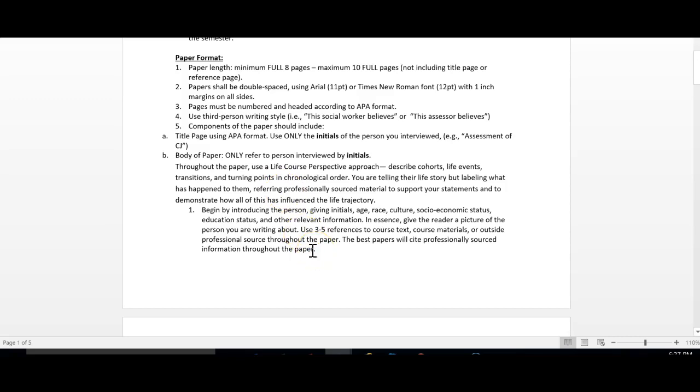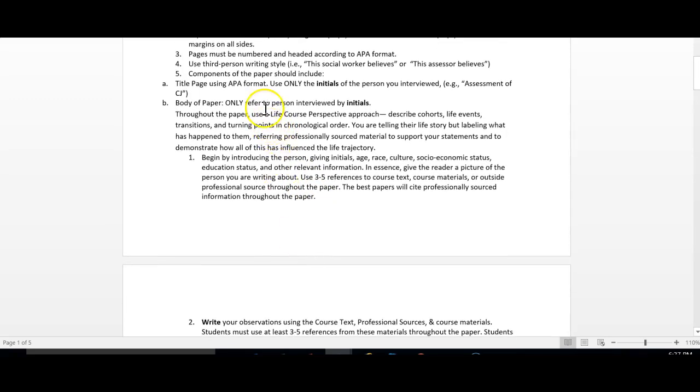And then here's some instructions about the body of the paper. You're going to use the life course perspective approach. There are some terms here: cohorts, life events, transitions, turning points. There are some very specific definitions for those words. These are not just things that you assume what a turning point is or a transition. You have to use what is described in the course text as you're describing this person's life.